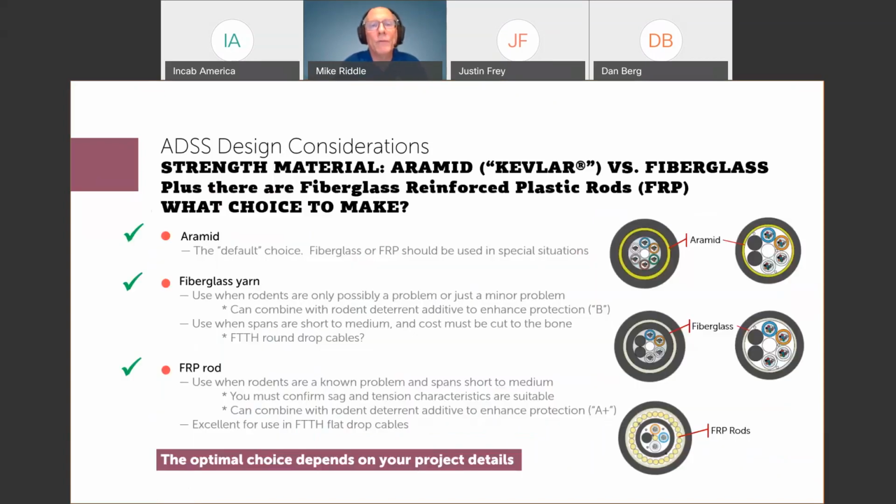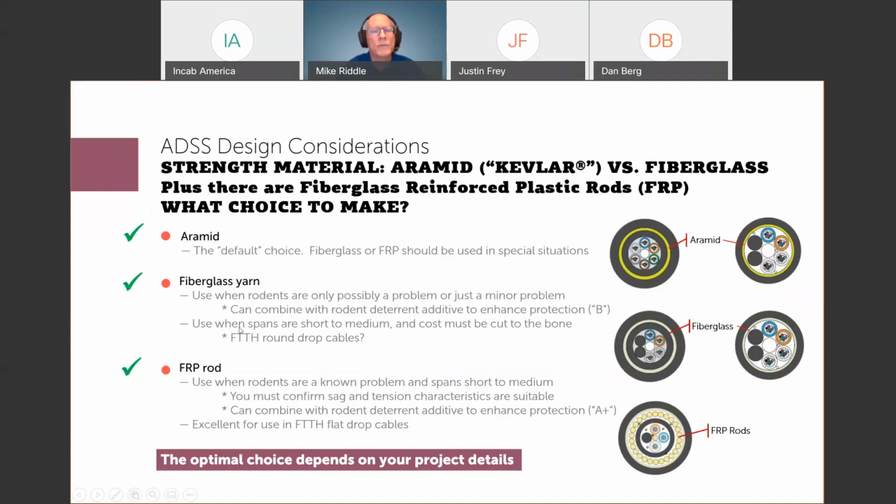So if you have three choices for strength material, aramid, fiberglass, and FRP rod, fiberglass reinforced plastic rod, what choice should you make? And we think that again, the optimal choice depends upon what you're doing. There's not really a bad choice here. It just depends upon what you're doing. Your default choice should be aramid, unless you're having problems with rodents, or you want to save some money. Fiberglass might then be appropriate there.